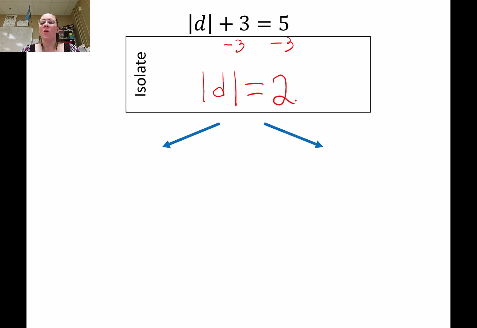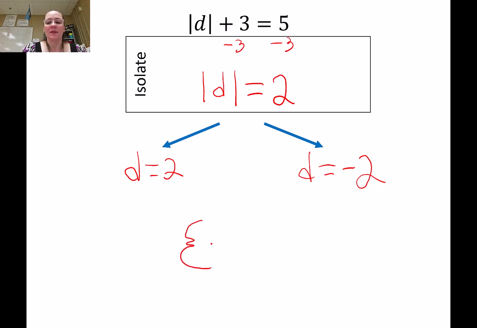So now I can set up my two equations. And I can say D is equal to a positive 2 and D is equal to a negative 2. And since there's nothing else with D, I don't have to solve anything. So my answer is negative 2 and 2.